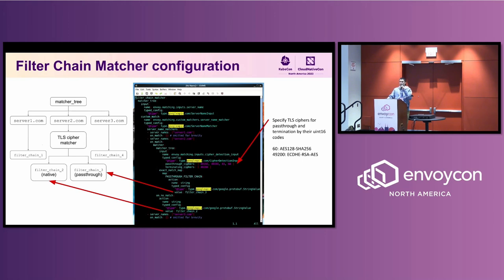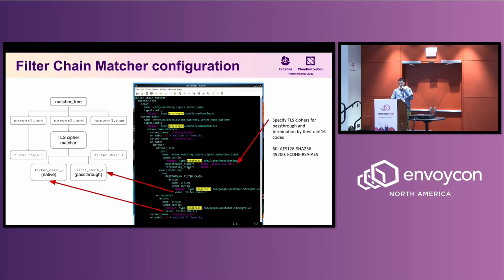If not, see if any of the previous ciphers was in the pass-through list. And if so, then return that value. And if not, we just go back to the original filter chain 2 list down here. So this filter chain list down here, filter chain 2, is the one where we do either the TLS termination or the TLS handshake failure.